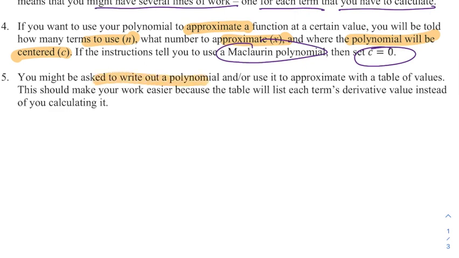And finally, you might be asked to do any of this, write out a polynomial, or use it to approximate by being given a table of values. This should actually make your work easier because the table will list the term's derivative value. You don't have to actually calculate it.